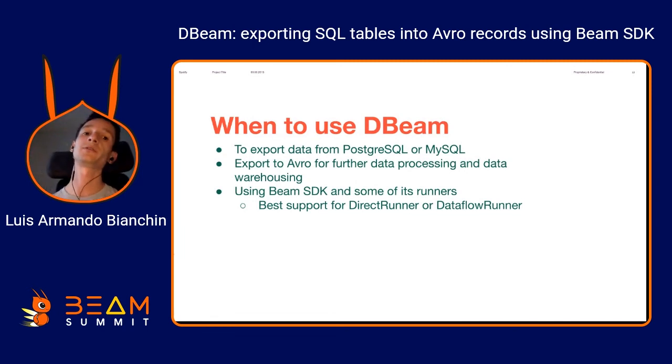So to recap, you can use DBeam when you want to export data from PostgreSQL, MySQL, or similar databases, and you want to export to Avro files for further data processing or data warehousing. It's very appropriate when you're already using Beam SDK in your team or company and you already use some of its runners. It provides best support for Direct Runner and Dataflow Runner. So if you already use Dataflow Runner and Beam SDK in production today, using DBeam will be very natural to operate.